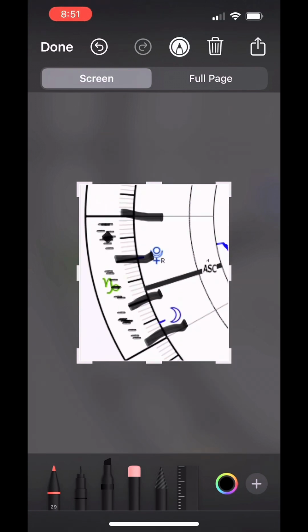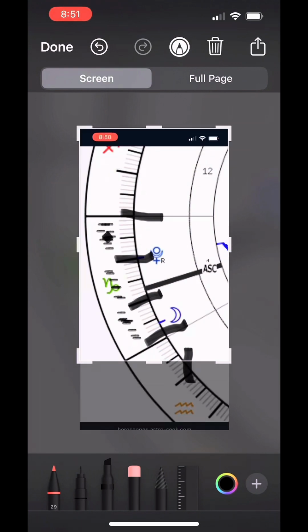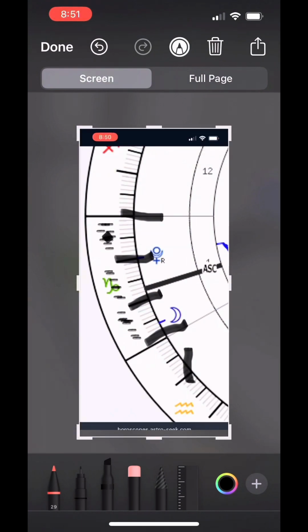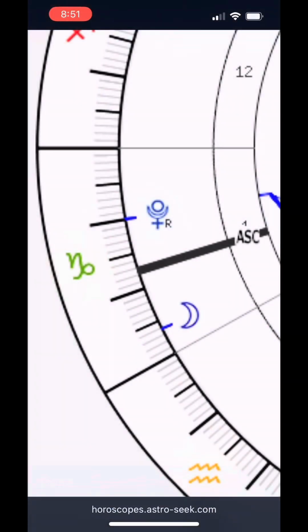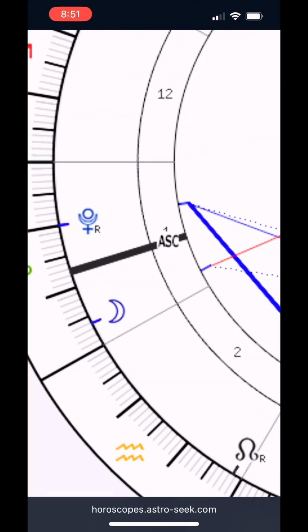Here are the little degrees. There's 10 in between each of those lines. 10, 20, 30. Okay. Delete screenshot. And let's get into this.